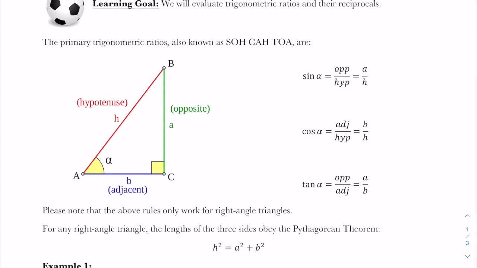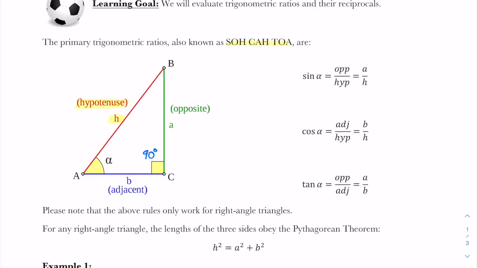First, to review, please recall that in right-angled triangles, the primary trigonometric ratios, often known as the SOHCAHTOA acronym, are shown below. Given a right-angled triangle, the side opposite the 90-degree angle, which is right here, is always labeled as the hypotenuse. Then, the labels of the other two sides are relative to the angle that you're talking about.